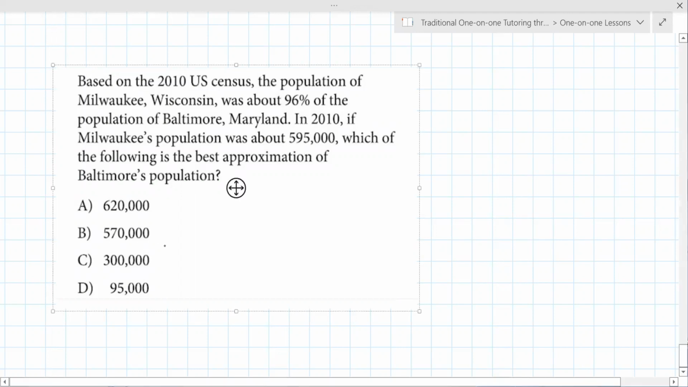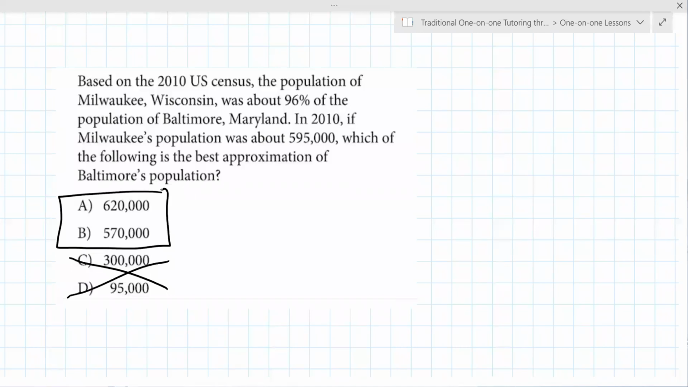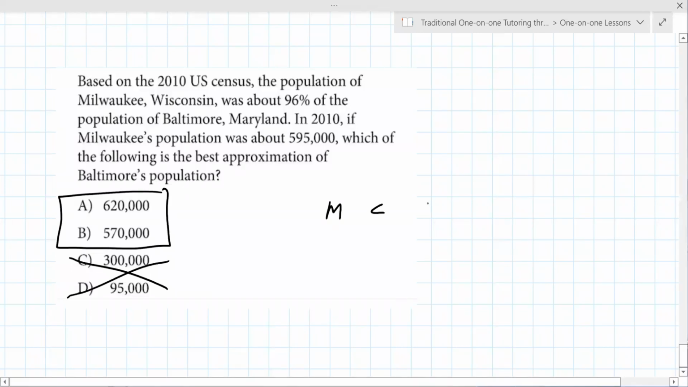It really comes down to, there's really only two answers that are reasonable. These two right here. Okay. And the question is which is the smaller population? Is Milwaukee smaller than Baltimore, or is Baltimore smaller than Milwaukee? That's what you have to decide. Milwaukee, Wisconsin was about 96%, so Milwaukee would be smaller. Yeah, so Milwaukee is less than Baltimore. And is this Milwaukee's population or Baltimore's? Milwaukee's. So 595,000.